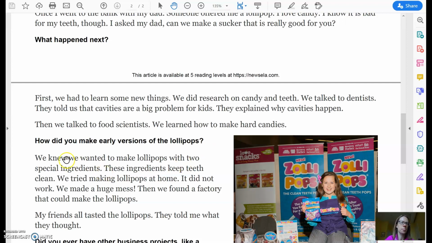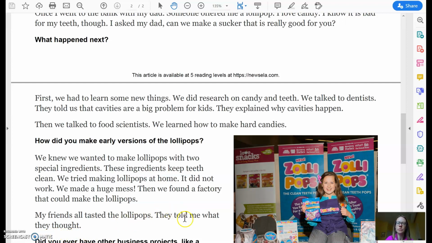Let's read together. How did you make early versions of the lollipops? We knew we wanted to make lollipops with two special ingredients. These ingredients keep teeth clean. We tried making lollipops at home. It did not work. We made a huge mess. Then we found a factory that could make the lollipops. My friends all tasted the lollipops. They told me what they thought.